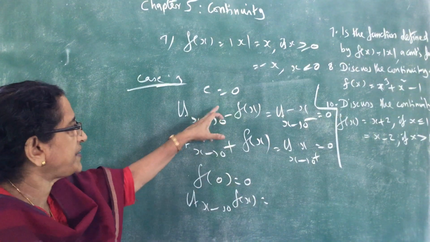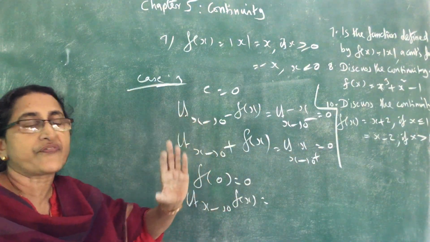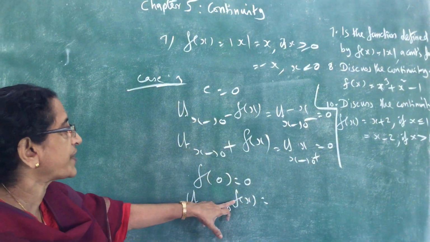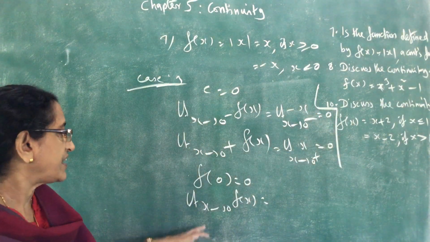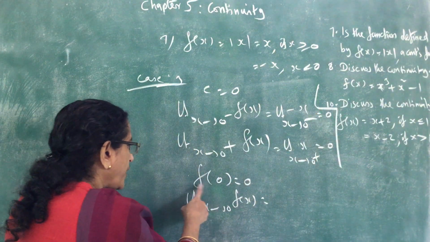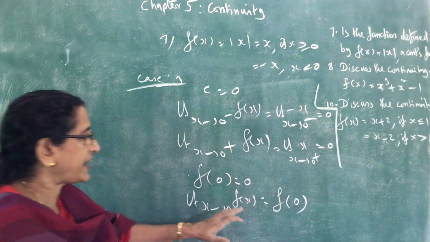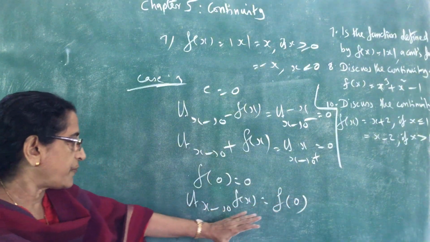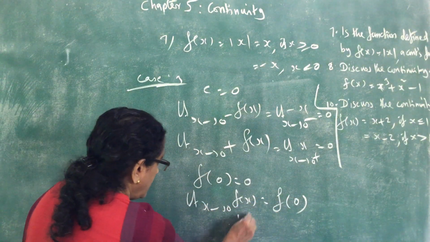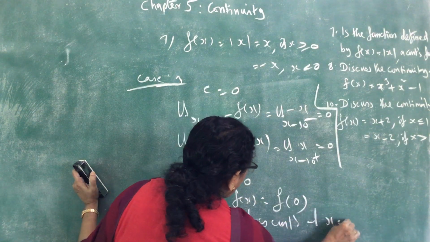See, the left hand limit and right hand limit are equal, then that is called the limit of the function. Limit x tends to 0 of f of x is 0. Both are equal, and that number is the limit, and that is equal to f of 0. So by definition, limit x tends to 0 of f of x equals f of 0. Therefore f is continuous at x equal to 0.